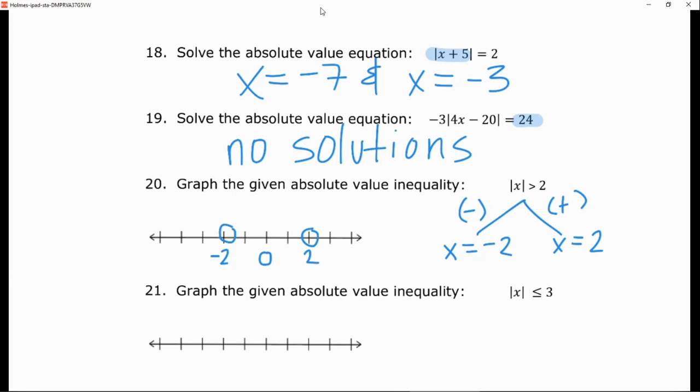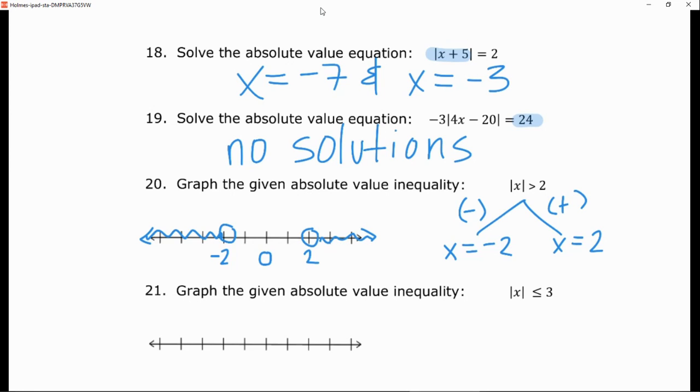How do I know that it's an open hole? Well, this has no equal symbol because it's just greater than. We're going to have open hole versus closed hole, right? Open dot versus closed dot. And now because it's greater than, we're going to always shade towards the outsides. Anytime we're dealing with greater than, we shade outside of the solution. And that means that anything in that shaded region is an answer in this problem.